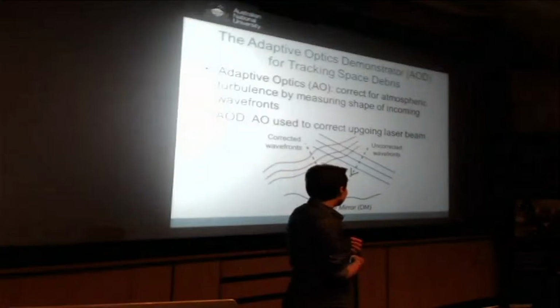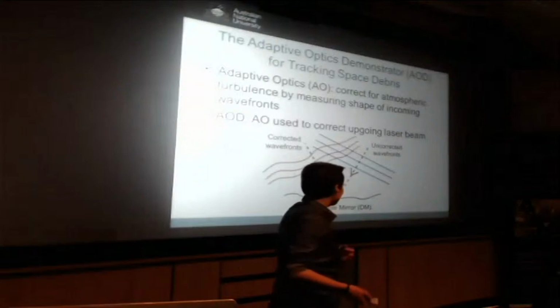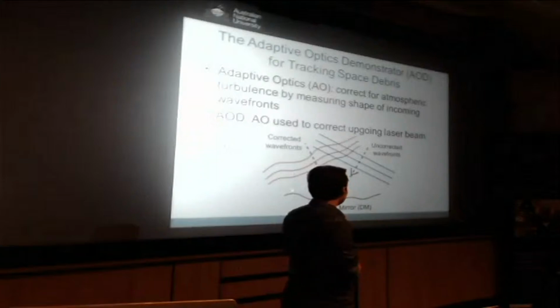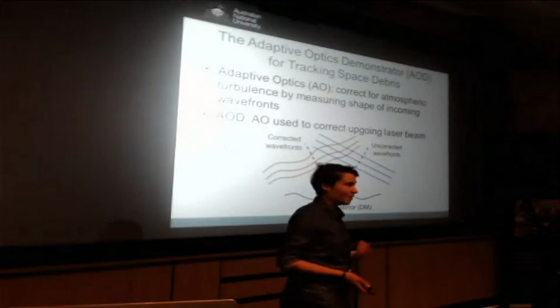In the AOD, adaptive optics is instead used to correct the laser beam before it propagates through the atmosphere. It does this by reflecting the uncorrected wavefront off a deformable mirror, or a DM, it's a bit of a mouthful, such that when the laser beam passes through the atmosphere, the effect of the atmospheric turbulence is to remove the distortion that has been applied, thereby minimizing the spread and wander in the beam.